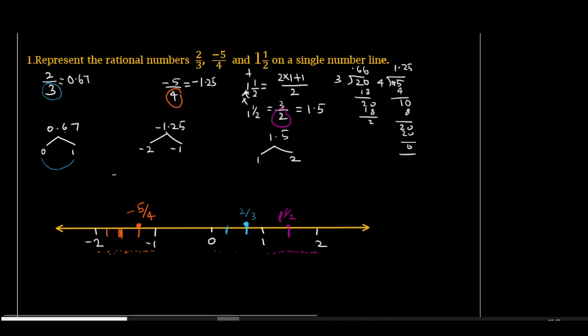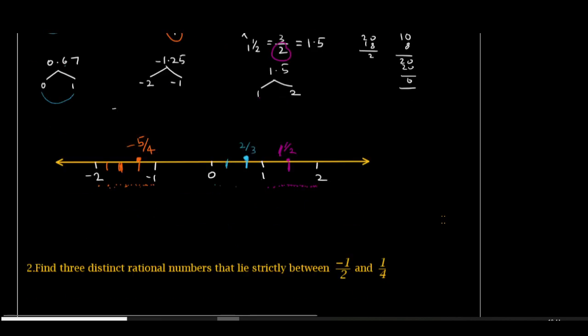Like this, make the given number a decimal and find out which two numbers it lies between, then divide those two numbers into as many parts as there are in the denominator, then represent it.